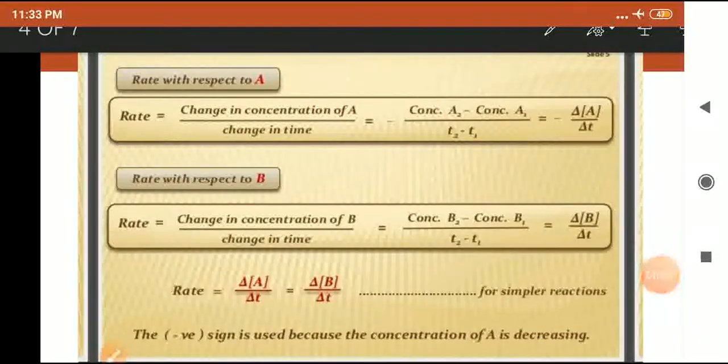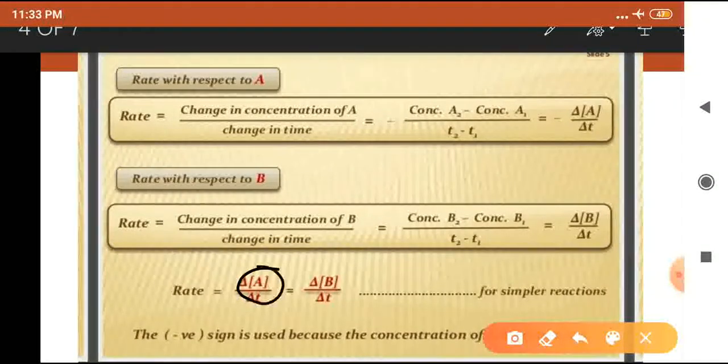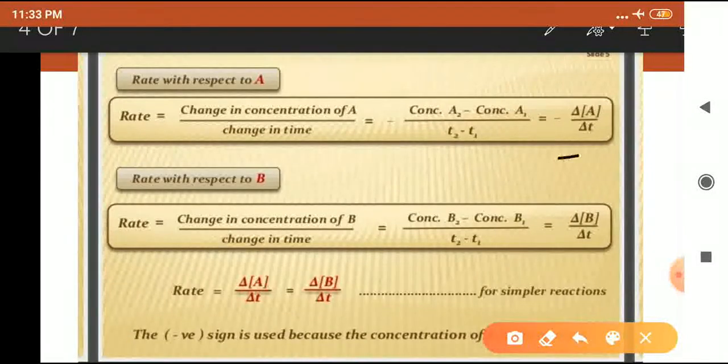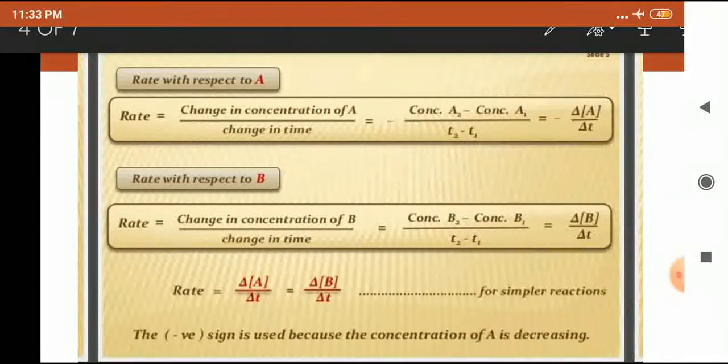So rate of the reaction can be expressed either in terms of the reactants or in terms of the products. As we know, rate of the reaction is a positive value. In order to make it positive, we have to multiply the negative sign with minus 1, so that negative and negative becomes positive and we get a positive value of rate of the reaction.